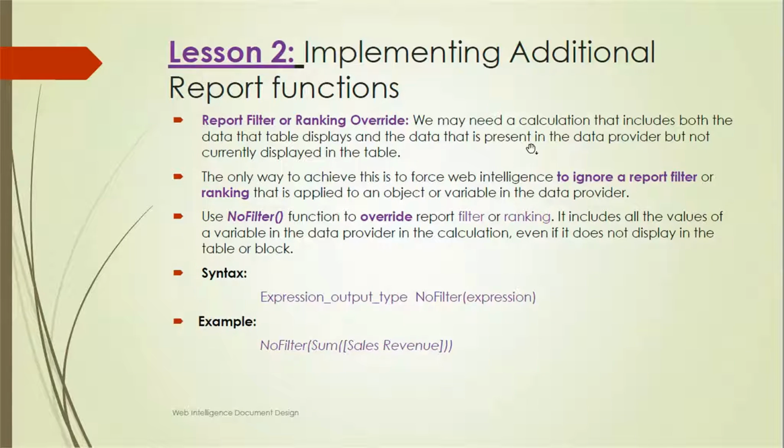We may need a calculation that includes both the data that is displayed and the data that is present in the data provider but not currently displayed in the table. How can we achieve this? By forcing Web Intelligence to ignore a report filter or ranking that is applied to an object or variable in the data provider. Use the NoFilter function to override the report filter or ranking. It includes all the values of a variable in the data provider in the calculations, even if they are not displayed in the table or block.